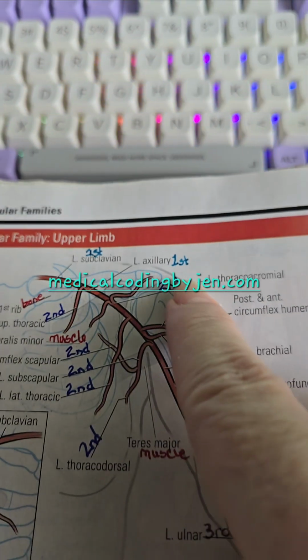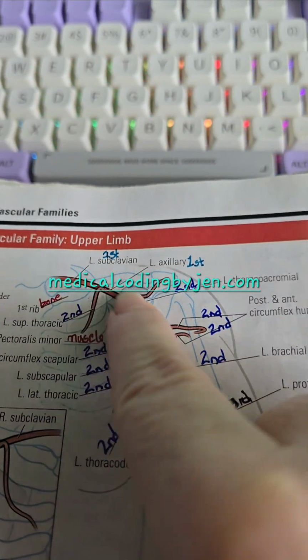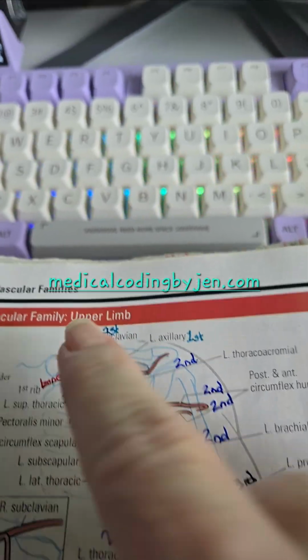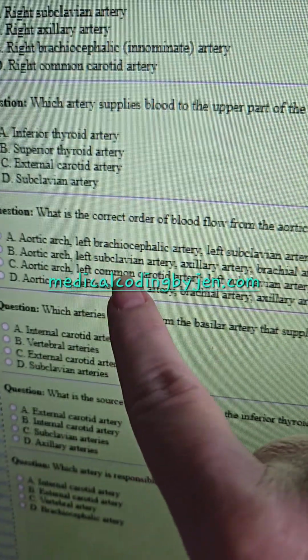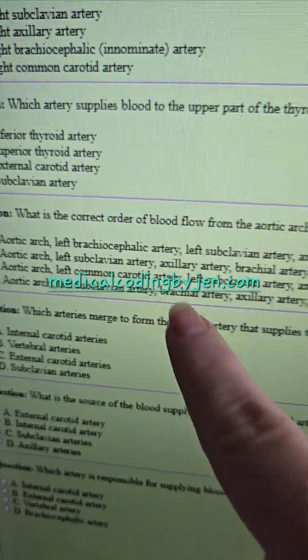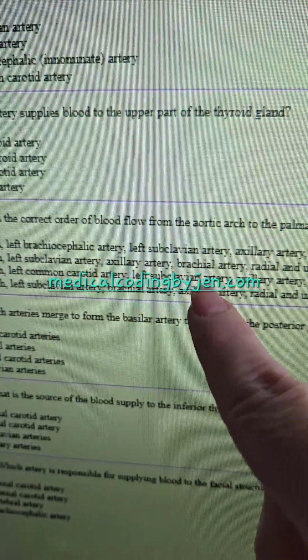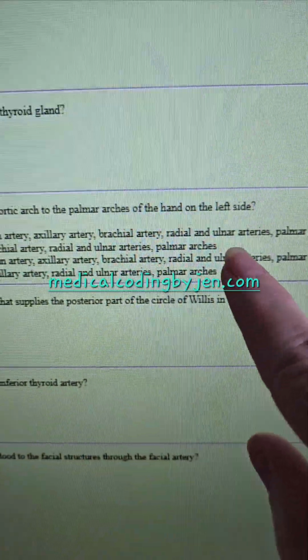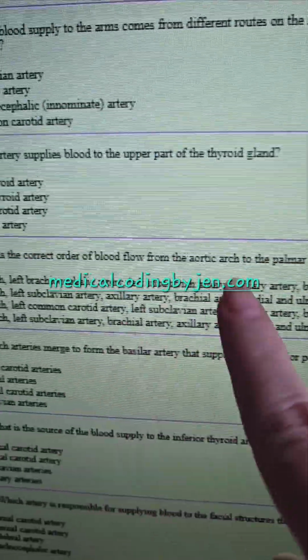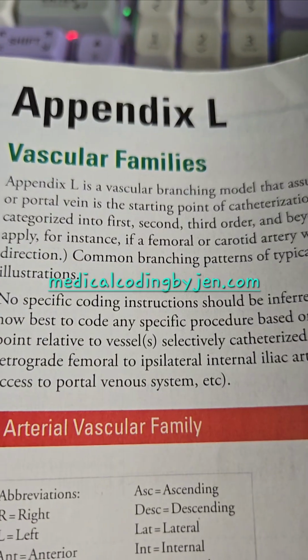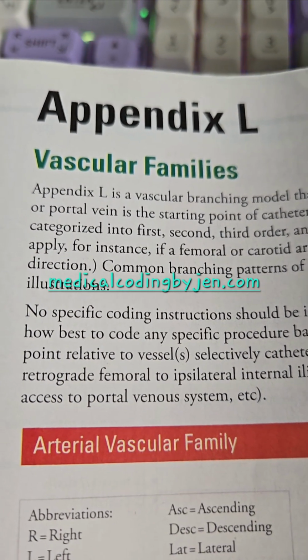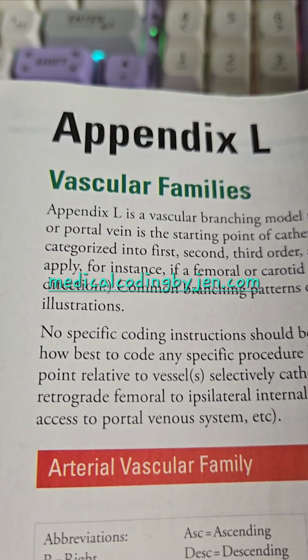So we can tell right away what our answer is because we do go from the arch to the artery to the axillary to the brachial, right? And we'll end up all the way down here to the palmar arches. Super helpful to know how to use this Appendix L. And now you should be able to do those questions with ease. Just takes a little practice.